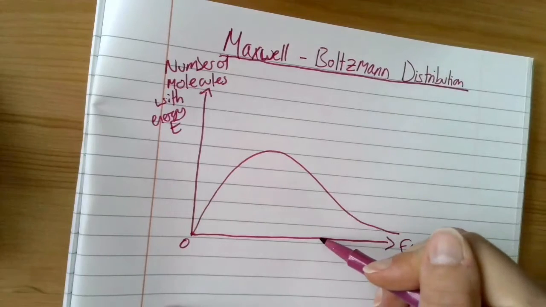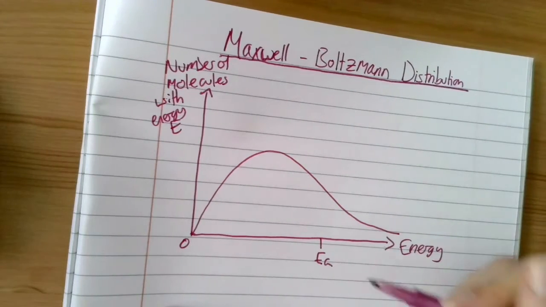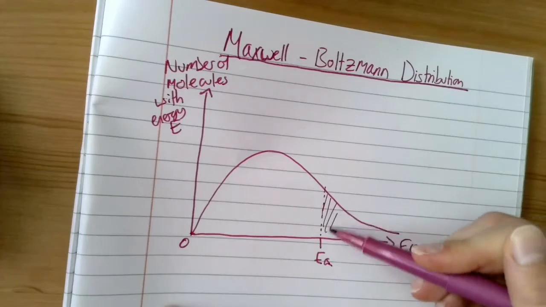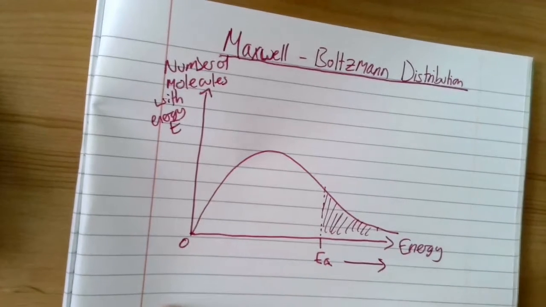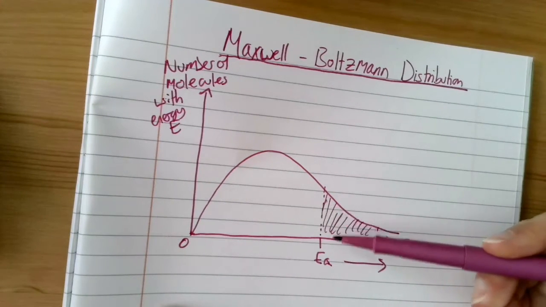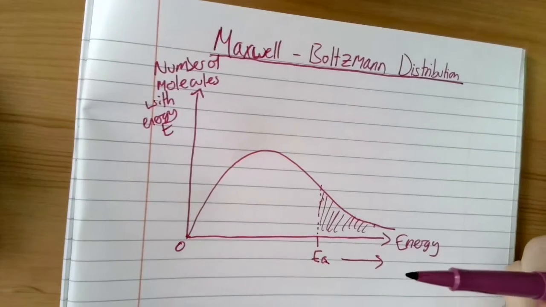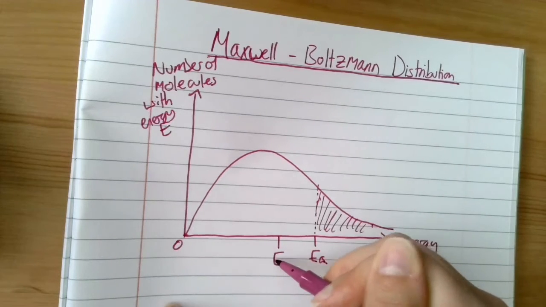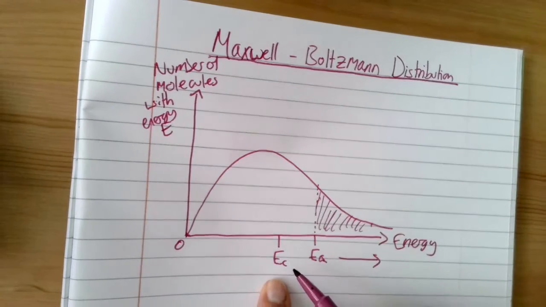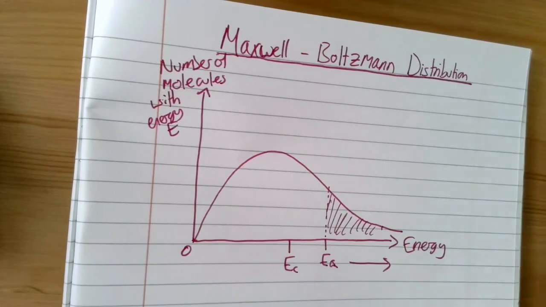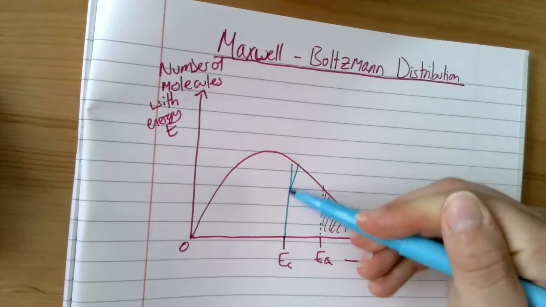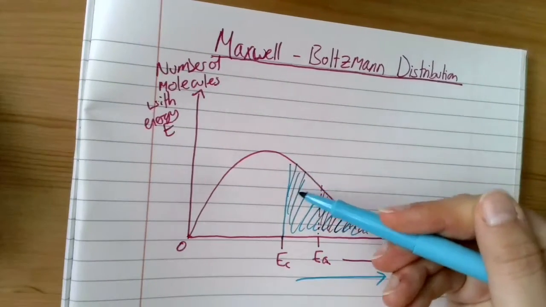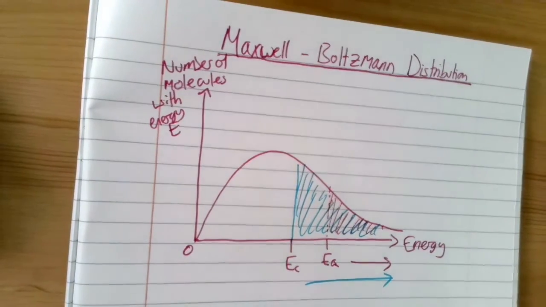but what we get from this graph is a number of molecules above a specific energy, for example, our activation energy. So here we can look at the number of molecules that have an energy greater than our activation energy, and that's the shaded area underneath the curve. When we introduce a catalyst, we're lowering our activation energy, so I'm just going to use a C to show that it's a catalyst, and therefore our number of molecules that have an energy greater than the catalyst has increased as we've got a larger shaded area underneath that curve.